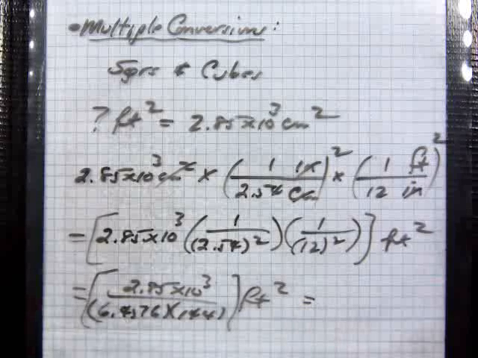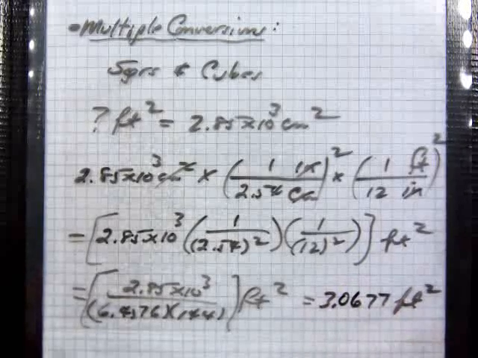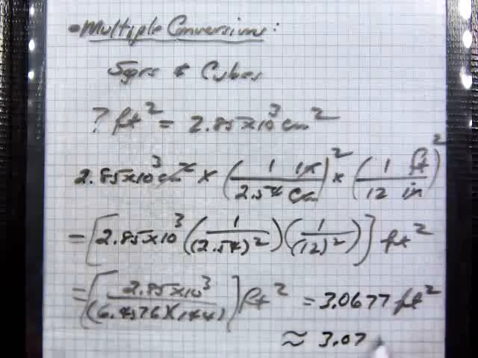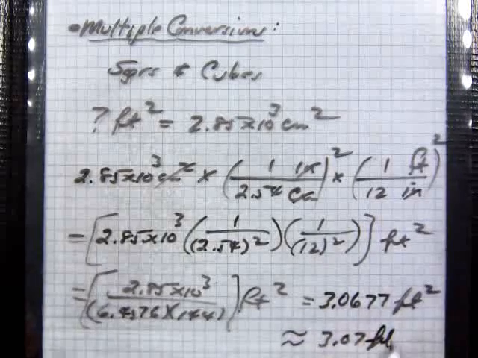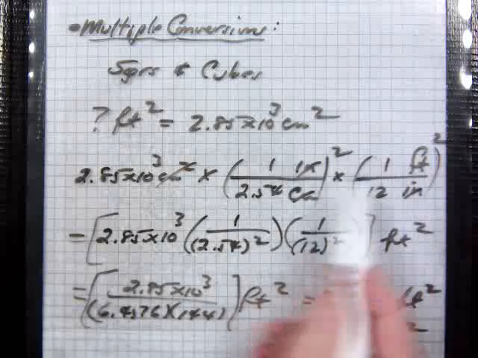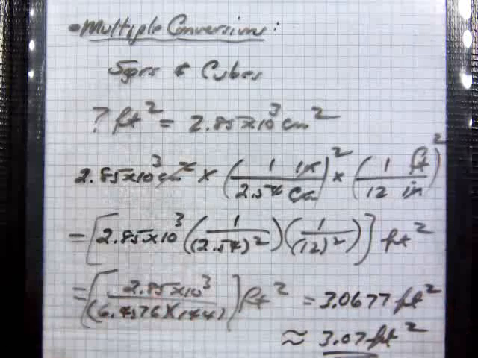So 3.0677. Looking through our values, it looks like 3 sig figs, so 3.07 square feet would be the appropriate number. Now the issue here is the squaring of the conversion factors. The data point is already squared, so don't try to double up on that and square it.